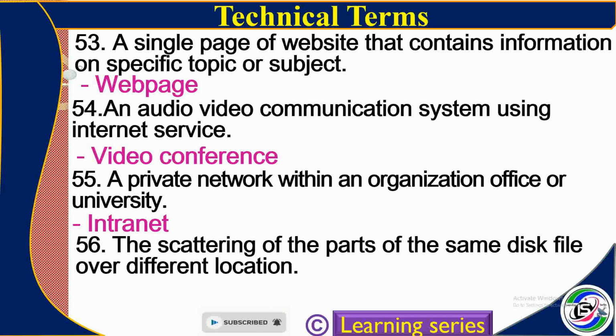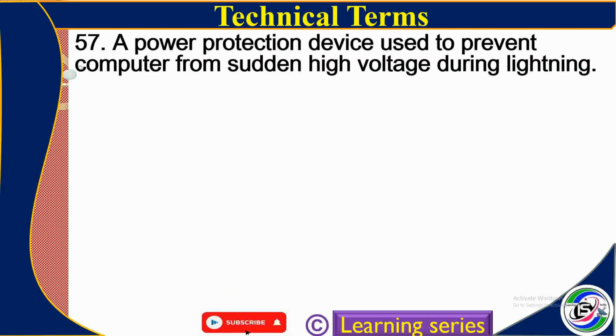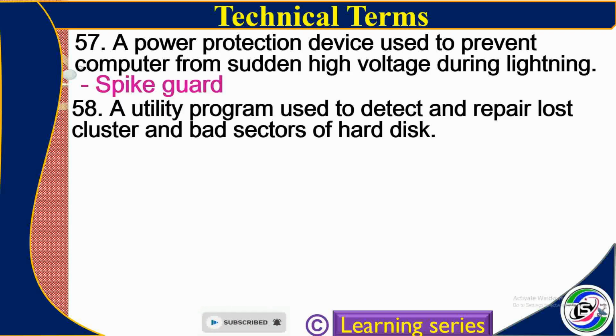56. The scattering of the parts of the same disk file over different location. Fragmentation. 57. A power protection device used to prevent computer from sudden high voltage during lightning. Spike guard. 58. A utility program used to detect and repair lost cluster and bad sector of hard disk. Scan disk.